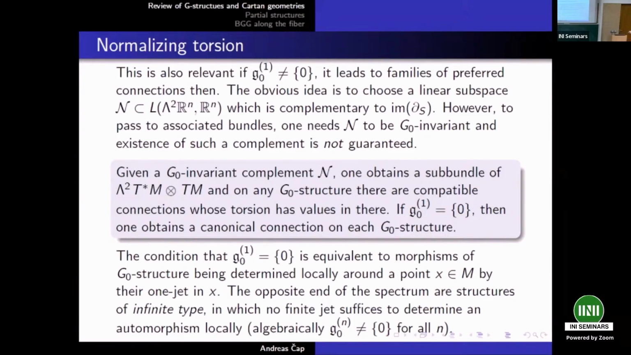And yeah, the opposite end of the spectrum are structures of infinite type, like symplectic structures or almost symplectic structures, for which in general no finite jet suffices to determine an automorphism locally. And again, this can be rephrased in a purely algebraic fashion, namely, similar to the first prolongation, you can define higher prolongations, and algebraically this just means that all these higher prolongations are non-trivial. Okay, so there is a purely algebraic thing. It's just that this relation to jets of morphisms gives you a geometric understanding of what these algebraic conditions mean.